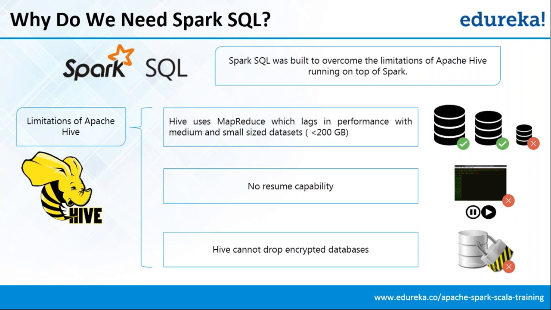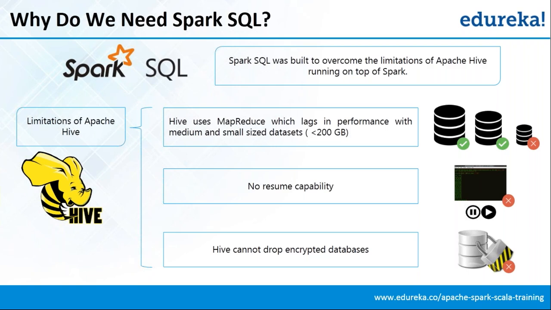If you're coming from a Hadoop background, you must have heard a lot about Apache Hive. In Apache Hive, SQL developers can write their queries in a SQL way, and they get converted to MapReduce and give you the output. We all know that MapReduce is slower in nature, and since MapReduce is slower, your overall Hive query is going to be slower. So that was one challenge.